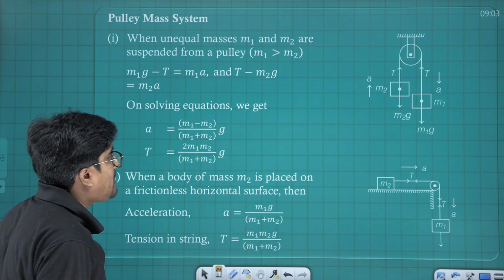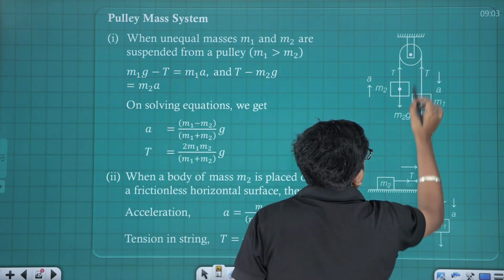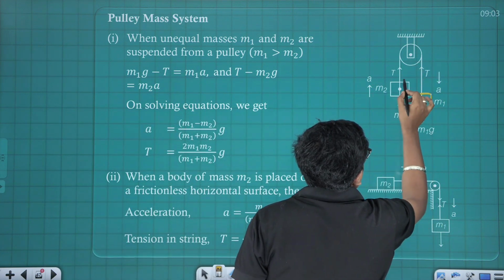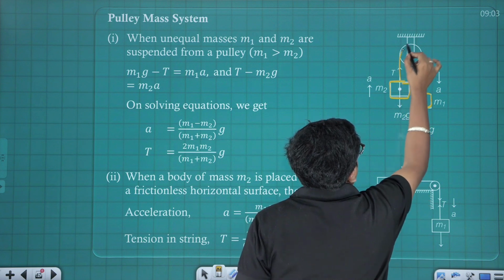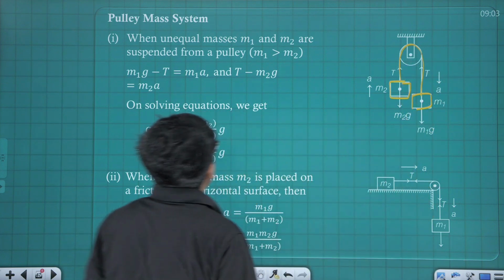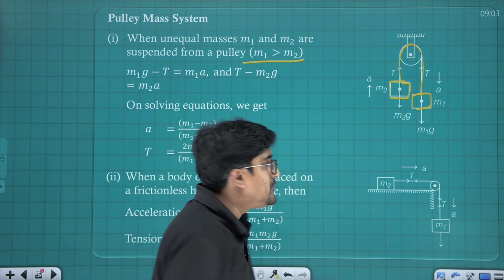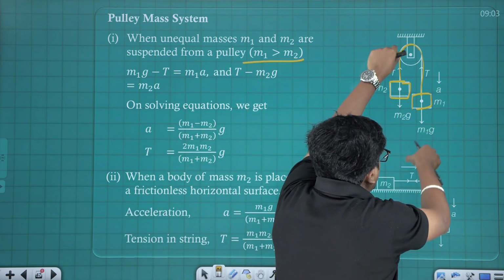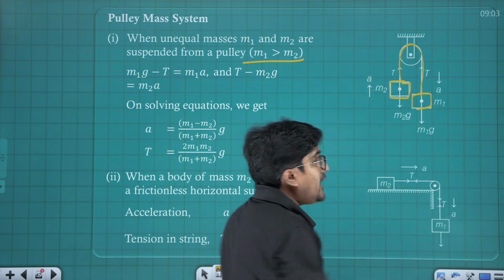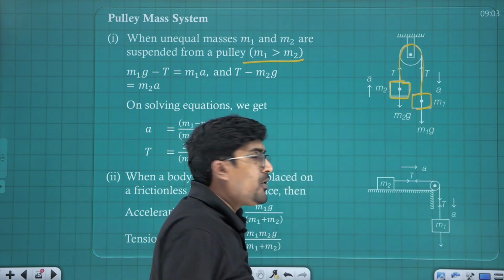The next one is the pulley mass system. Here you have a pulley, and over that, with the help of an inextensible massless string, I have M1 as well as M2. Here the condition is M1 is greater than M2. I repeat, M1 is greater than M2. Now this system will be moving like this: M1 is going to come in the downward direction and M2 is going to move in the upward direction.